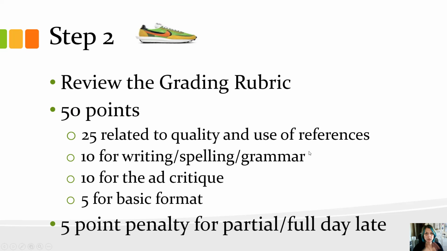Step 2, once you're done with your articles, of course, you already decided what product you're going to write about, and then you found your articles. Review the grading rubric. See how I'm going to be grading your paper, all the items, and check if you are addressing those items in your paper. So there are 50 points, and 25% will be related to the quality and use of references.